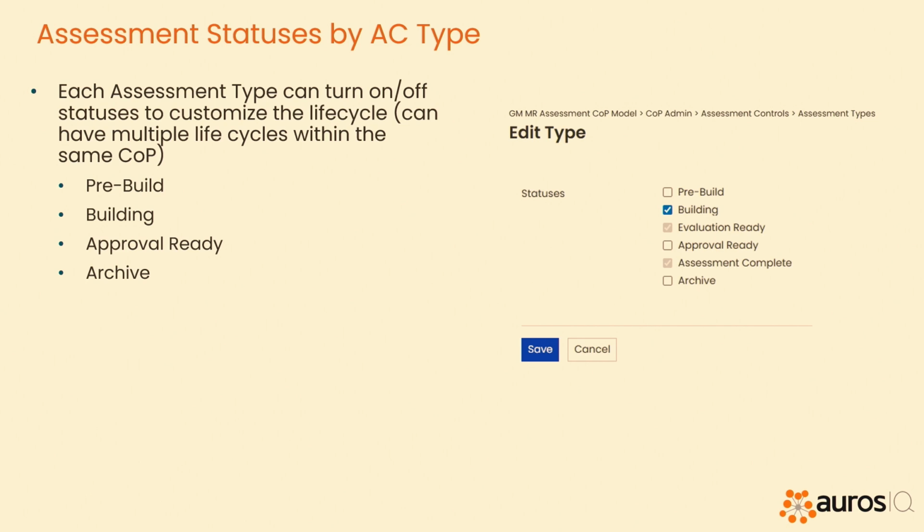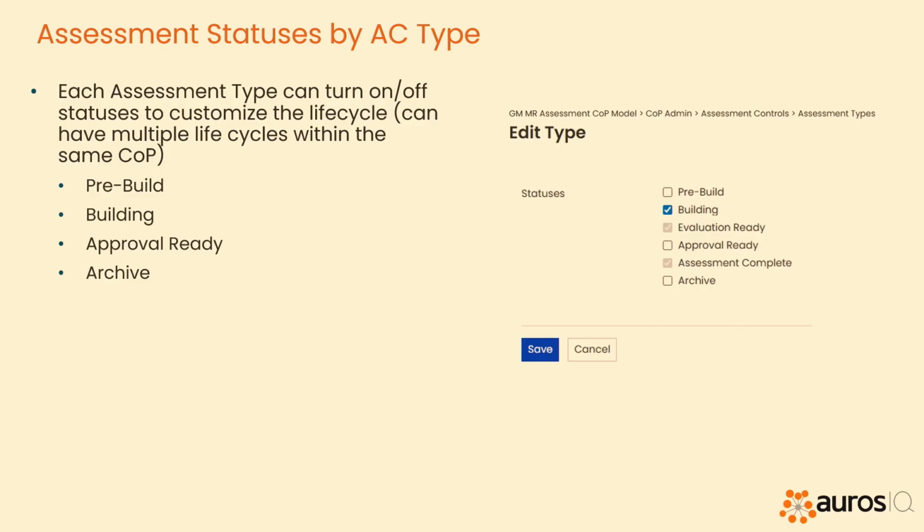There are 2 statuses that will always be turned on: evaluation ready and assessment complete. Those things will always be there. You always have to tell people when they're ready to work on and when it's done. The 4 that are optional: you have pre-build, you have building, you have approval ready, which will allow you to add approval types, and then you have archive. So those 4 are optional and can be turned on per individual assessment type in your COP.